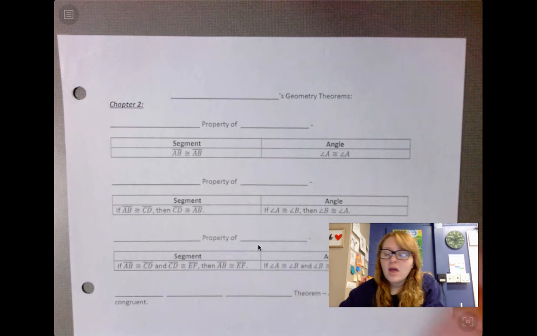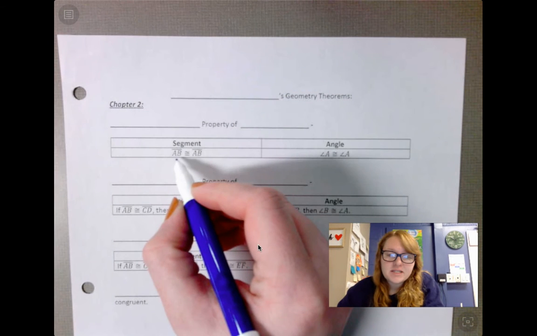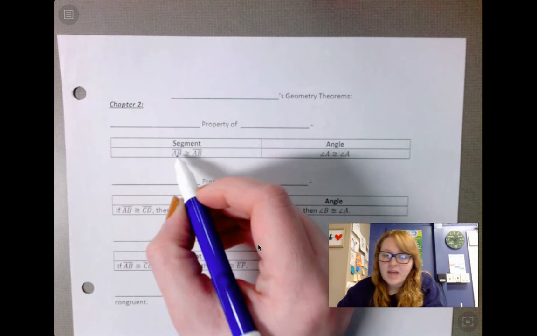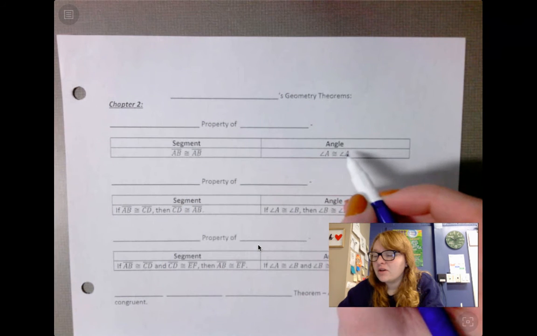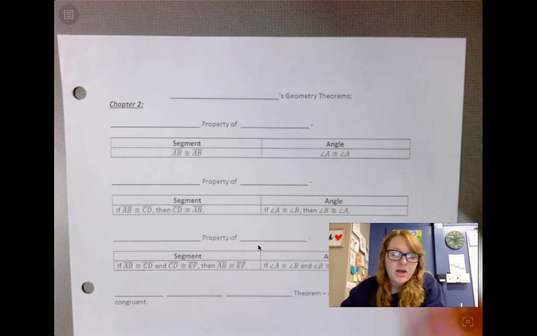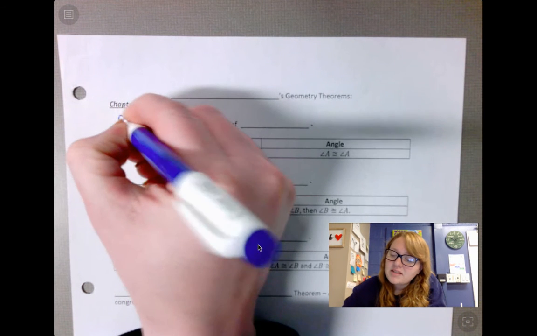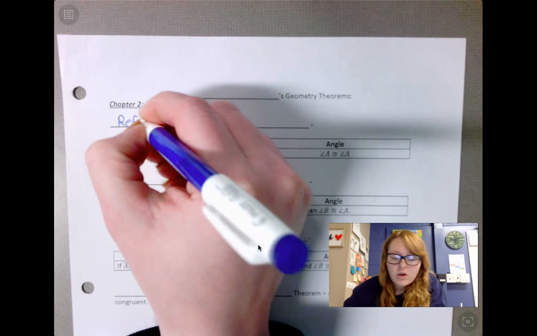Okay? This first one with segment proofs, it says that AB is congruent to AB, and with angles, angle A is congruent to angle A. Okay? This is the reflexive property of equality.